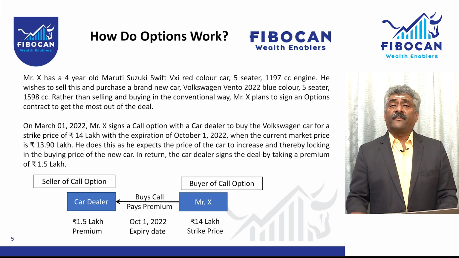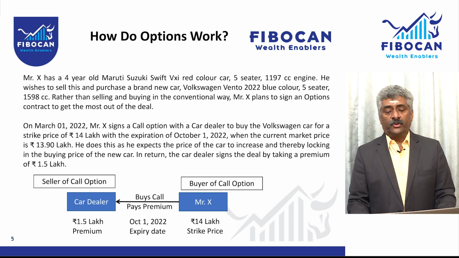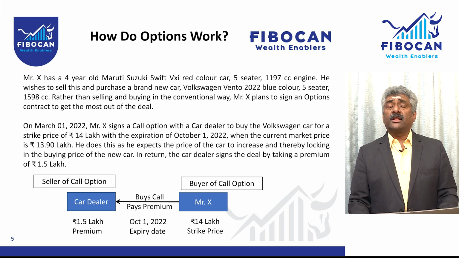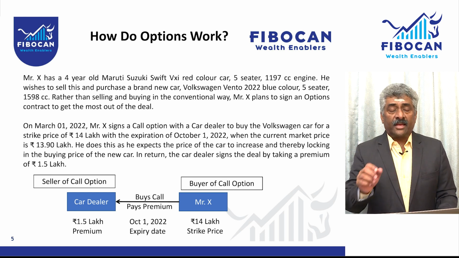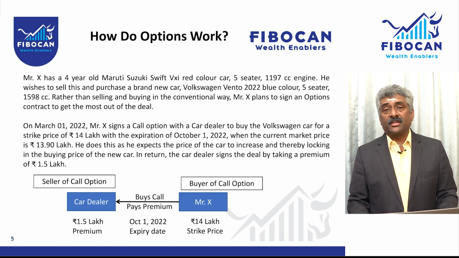So first, on 1st of March 2022, Mr. X signs a call option with a car dealer. What is a call option? It gives the buyer, that is X, the right to buy the car but not the obligation, with a car dealer to buy the Volkswagen car for, say, a strike price, remember this term we told, of 14 lakhs, with an expiry date of 1st of October 2022, when the current price is 13.9 lakhs. So the new car on 1st of March 2022 was selling for 13.90 lakhs.